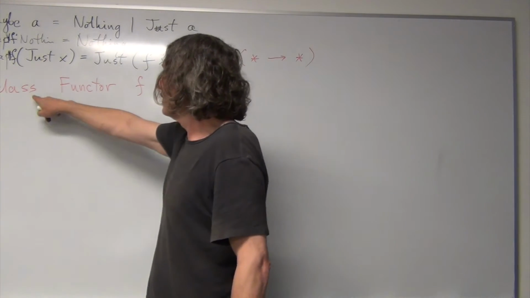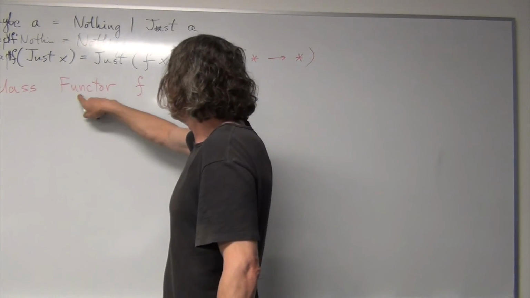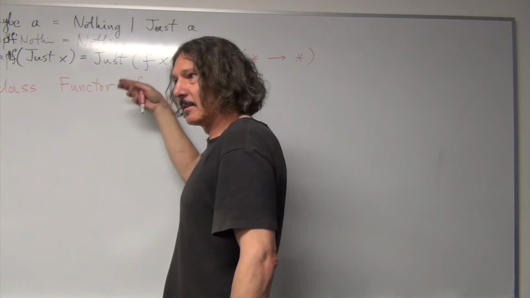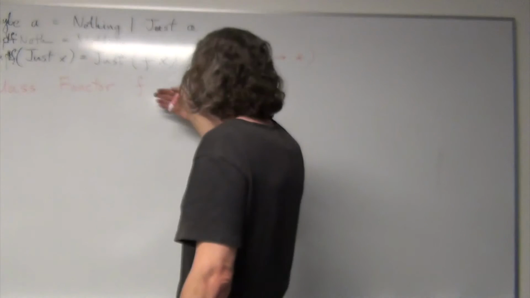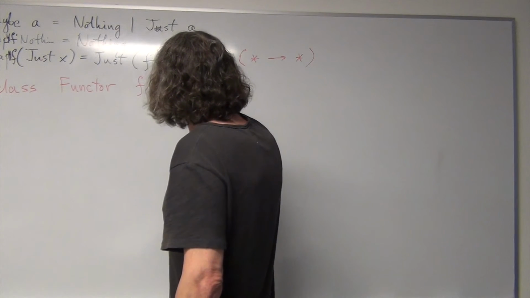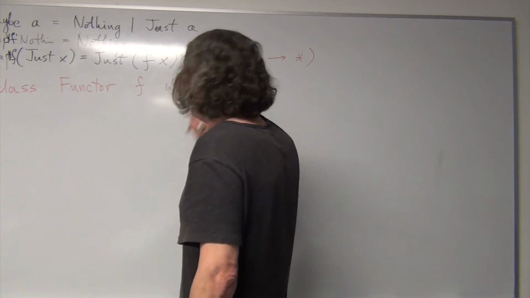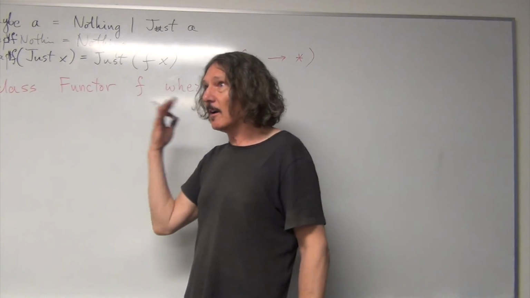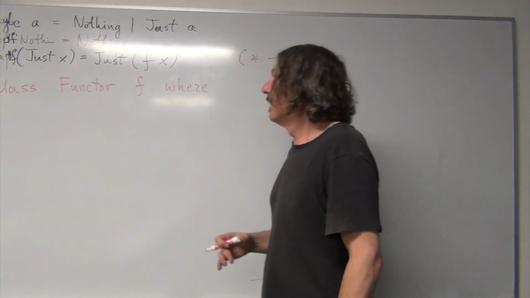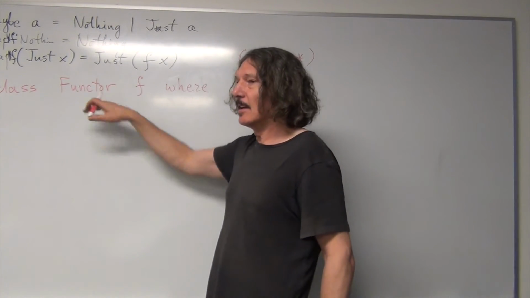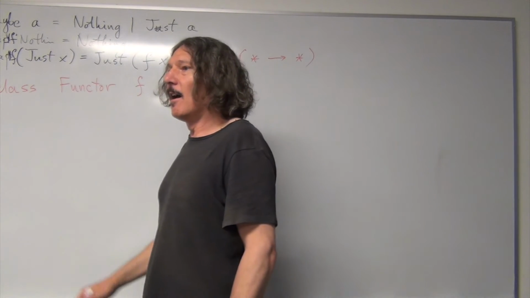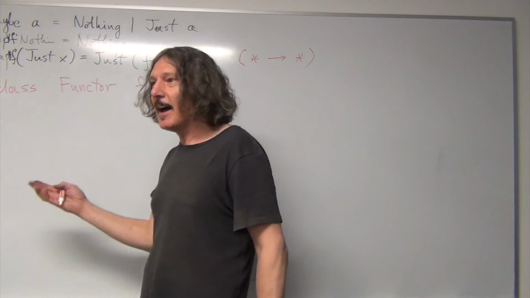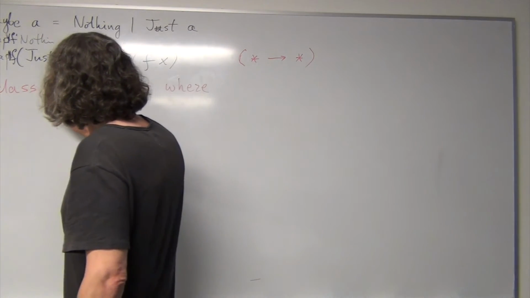So the syntax for defining a class is class, the name, then the variable that denotes the type of this class or type constructor, and where. And after where follows the definition of what the properties of this class are. And this particular class must have a method, you could say, but must define a function called fmap.